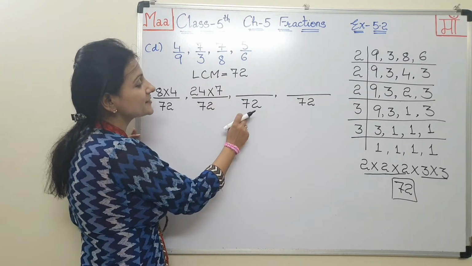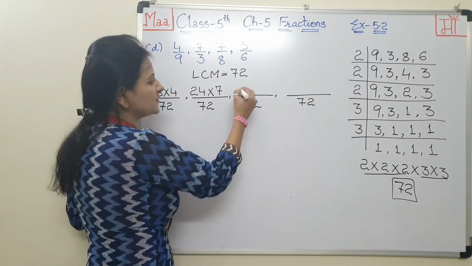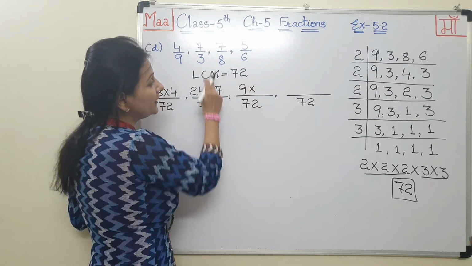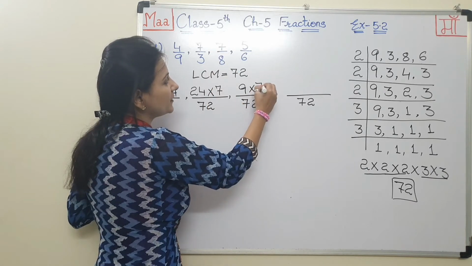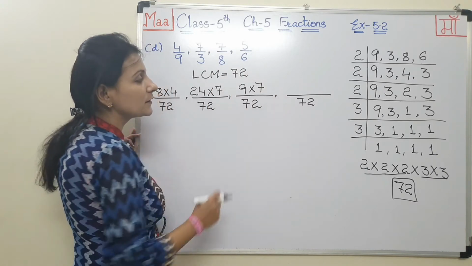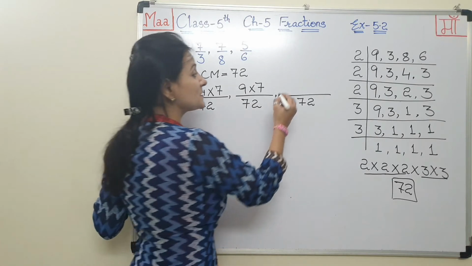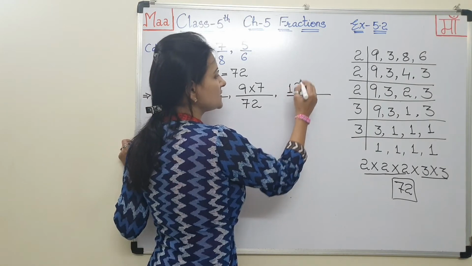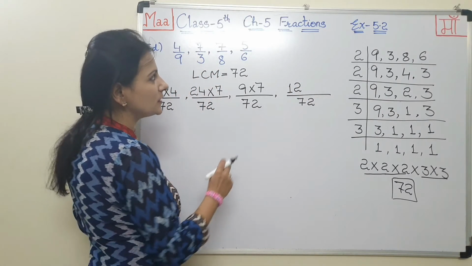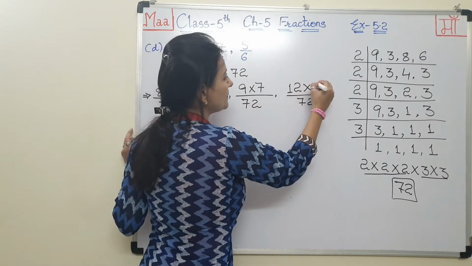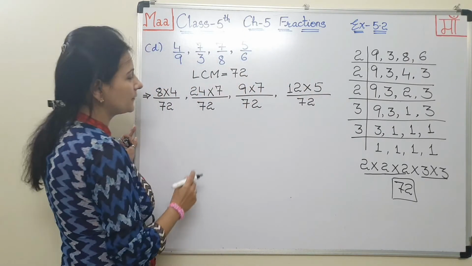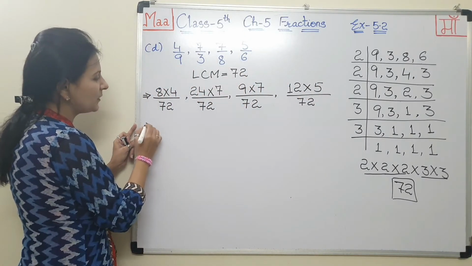In the table of 8, 72 comes 9 times, 8 9s are 72, multiply by the numerator 7. And then in the table of 6, 72 comes 12 times, 6 1s are 6 and 6 2s are 12, and 12 will be multiplied by the numerator 5. Now next step we will do multiplication.